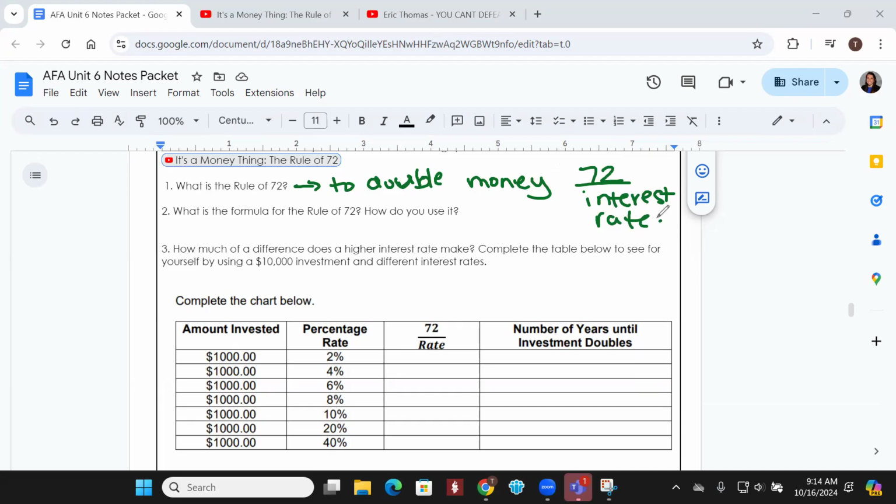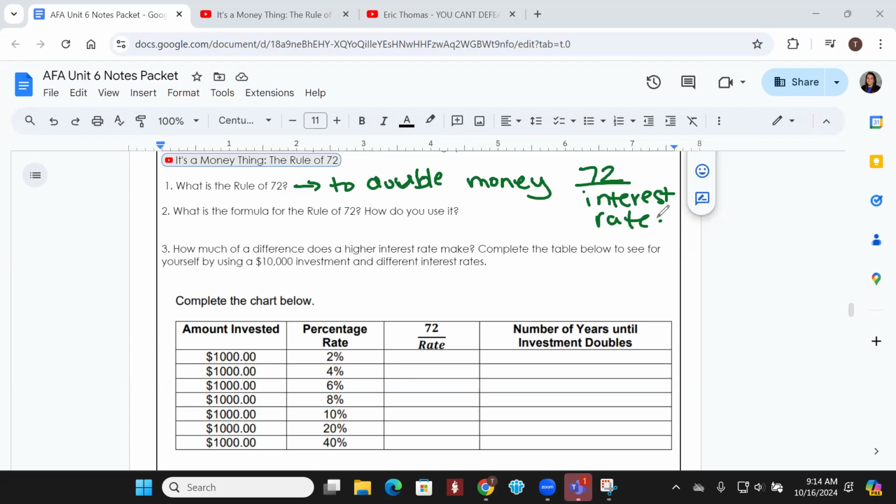Okay. So, how much of a difference does a higher interest rate make? If you are getting a house, you want your interest rate to be lower. If you are saving money, you want your interest rate to be higher. So you've got to pay attention to whether you are saving money or spending money. Interest rate lower if you're spending money.